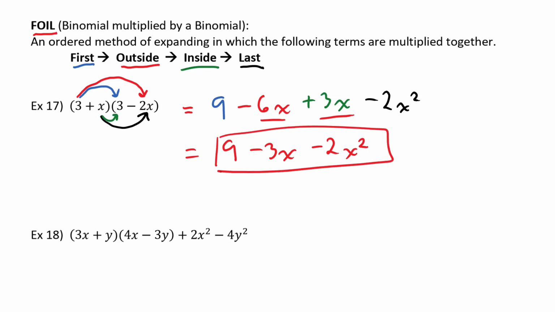You can leave it like that. I don't care how it's expressed in this class. If you move to other math classes, other professors, they prefer it to be in order of highest degree term to lowest, so they would want it as minus 2x squared minus 3x plus 9. Those two things mean the same thing. Oftentimes, some instructors prefer it written like this. Again, in this class, I don't really care.